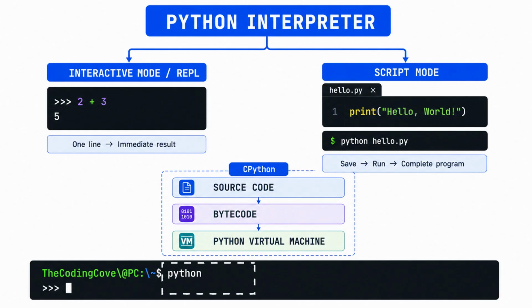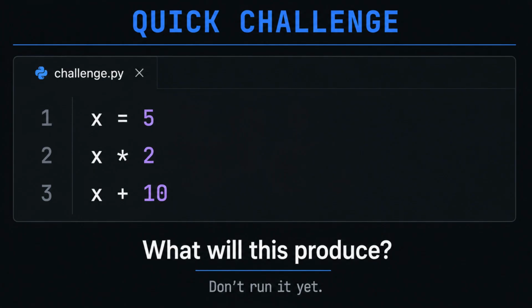seem. And now here's a quick challenge for you. Without running the code, what do you think this will produce? x = 5. x * 2. x + 10. Pause the video. Think about the answer. Then run it yourself and see if you were correct.